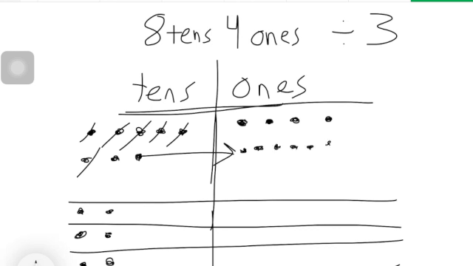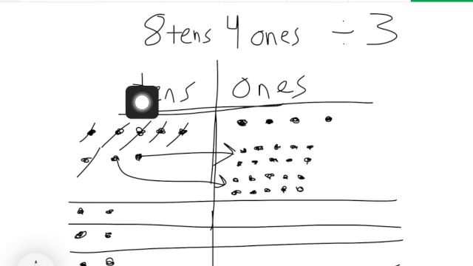Remember, one, two, three, four, five. Oops, I like doing it this way. One, two, three, four, five. All right, so I regrouped 1 ten as 10 ones. I'm going to do the same with this one. One, two, three, four, five. One, two, three, four, five. Okay. So we were able to put six tens, but we had two tens left over. So we rebundled or regrouped those two tens as 20 ones.